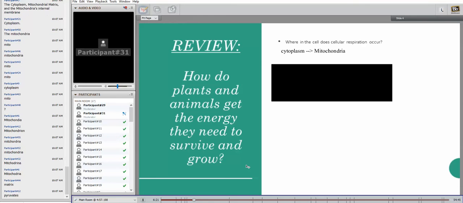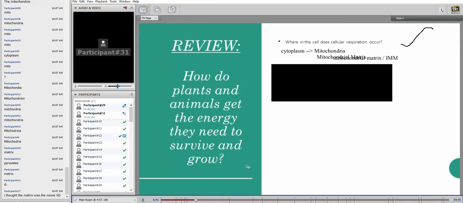We have the mitochondrial matrix. So within the mitochondria, the matrix is like the little zigzaggy type of material in between there. And then you have the membrane of the mitochondrial matrix, which is the inner mitochondrial membrane, or the IMM. Okay, that's what IMM stands for. So within the mitochondria, you have the matrix and you have the IMM. That's for the other two steps.